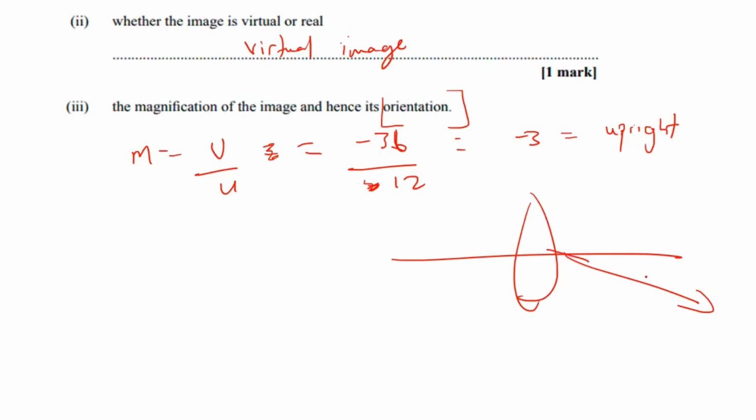So that is what the inverted part is. Inverted will be on this side, where it's like upside down. Once it is on the same side where the object is, so imagine that is where the object is, and the image is on the same side, then we say it is upright.